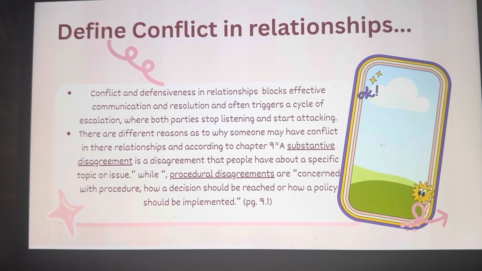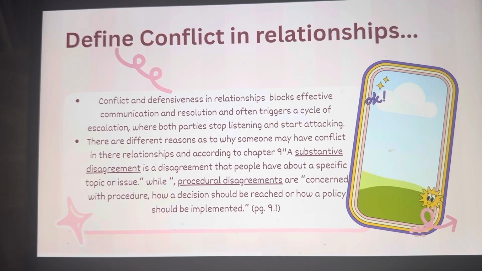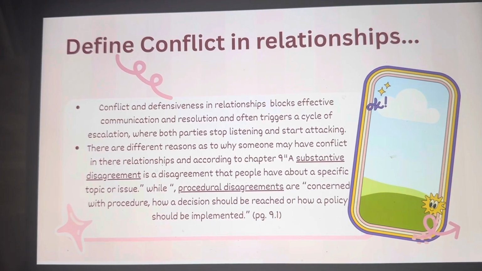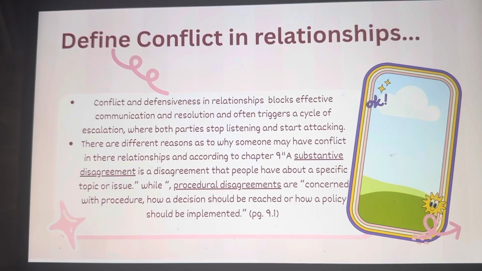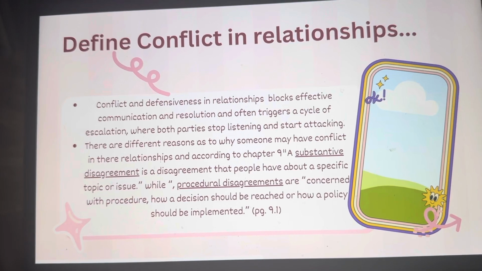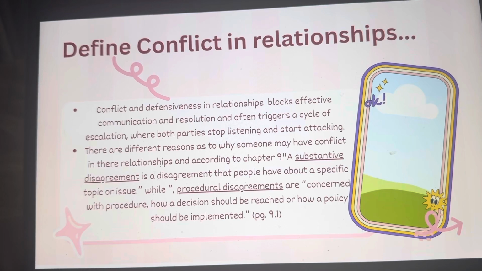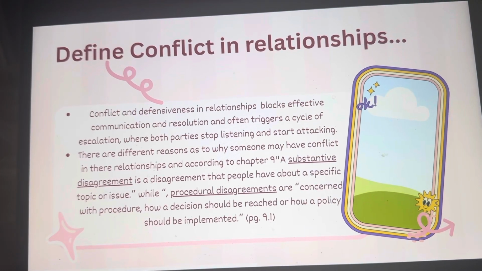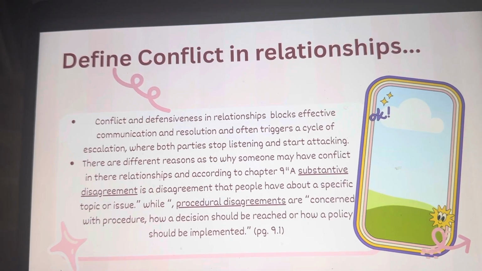Conflict and defensiveness in relationships block effective communication and resolution and often trigger a cycle of escalation where both parties stop listening and start attacking. You'll see this in the clip that I used from My Wife and Kids, but there are different reasons as to why someone may have conflict in their relationship. According to Chapter 9, a substantive disagreement is a disagreement that people have about a specific topic or issue, while procedural disagreements are concerned with procedure, how a decision should be reached, or how a policy should be implemented.